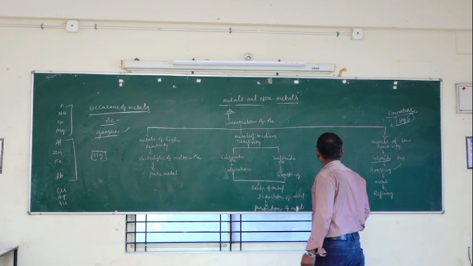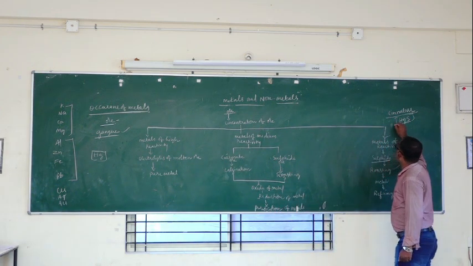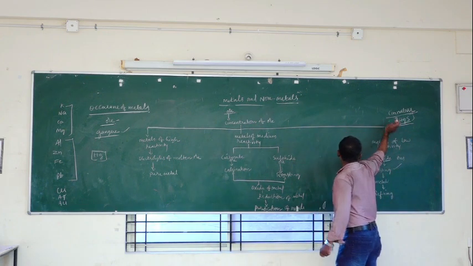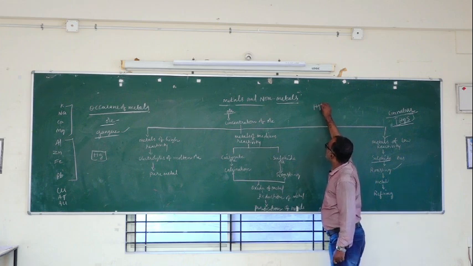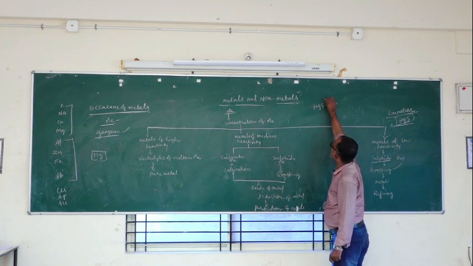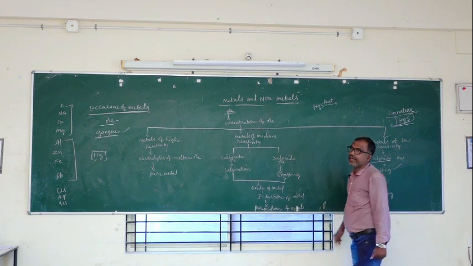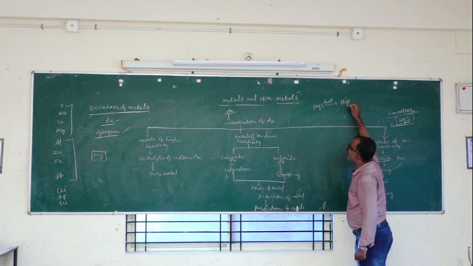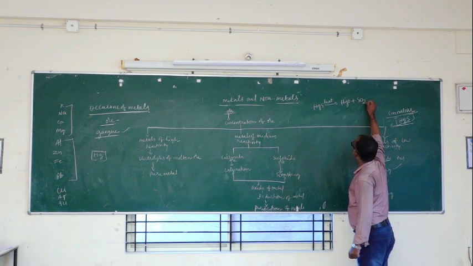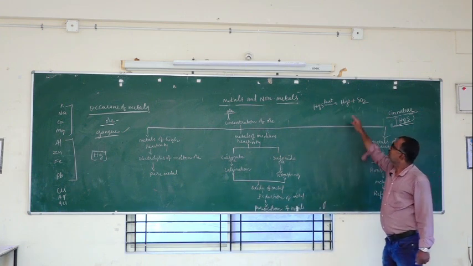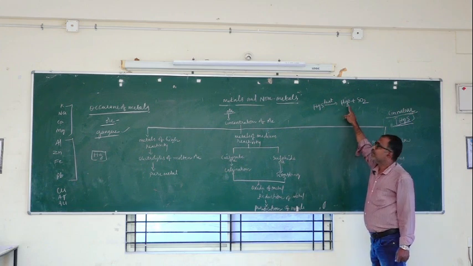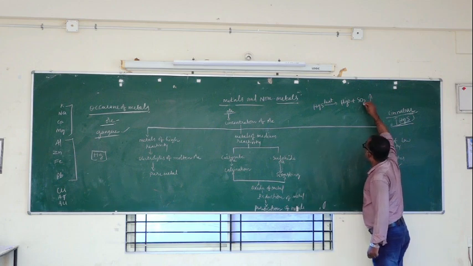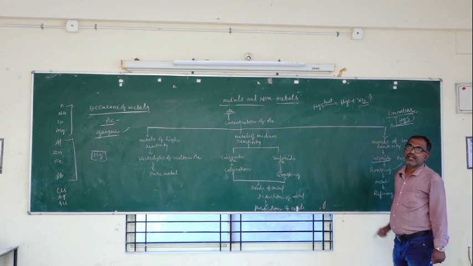So how are we going to extract the mercury from cinnabar, HgS? Cinnabar is going to be heated. By heating, it is going to decompose into HgO plus SO2. So here HgO, mercuric oxide, along with that there is a liberation of sulfur dioxide.